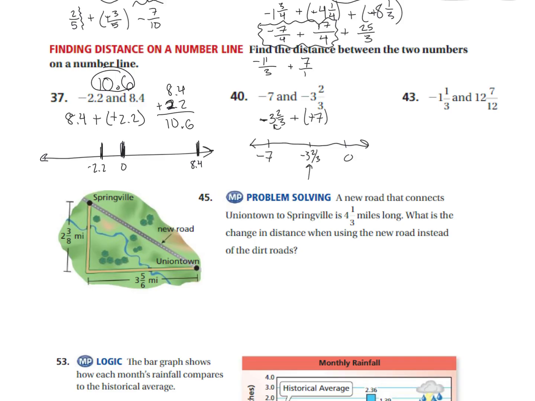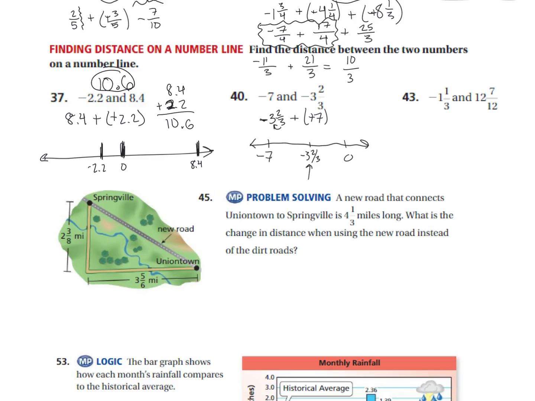How am I going to change 7 over 1? Well, I'm going to multiply the top and bottom by 3. And I'm going to get 21 over 3. Negative 11, positive 21, they don't like each other. They're going to subtract. 21 minus 11 is 10. I'm going to keep it positive since distance is always positive, and it will work out for this to be positive.